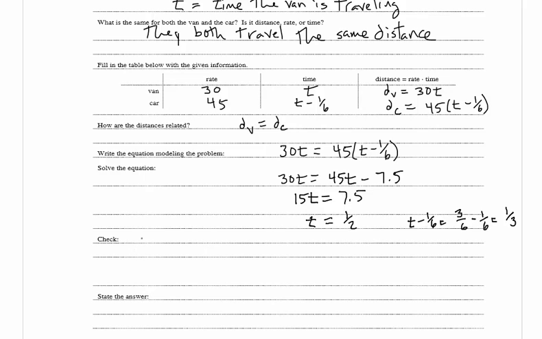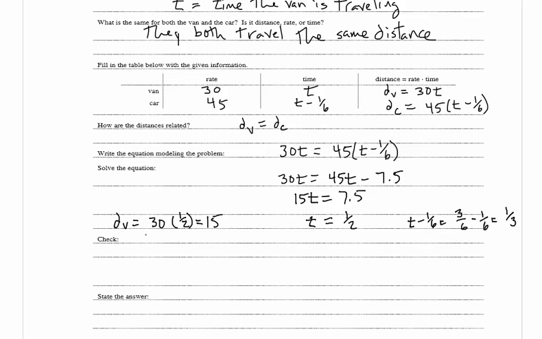And now it wants us to check. If we wanted to know the total distance that the car and the van traveled before the car caught the van, we could say that the distance of the van is equal to 30 times t, which was 1/2. So it's 15 miles. So both the car and the van traveled 15 miles before the car caught the van. So now in order to check, I'm going to take the amount of time that each traveled times its rate and see if I get 15 for both of them.